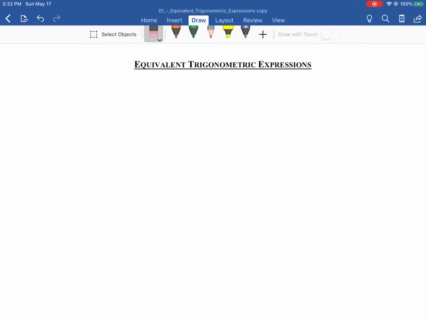Okay, new chapter, new lesson here: equivalent trigonometric expressions. What we mean by equivalent trigonometric expressions is two trigonometric expressions that are equal to each other. They're equivalent to each other.